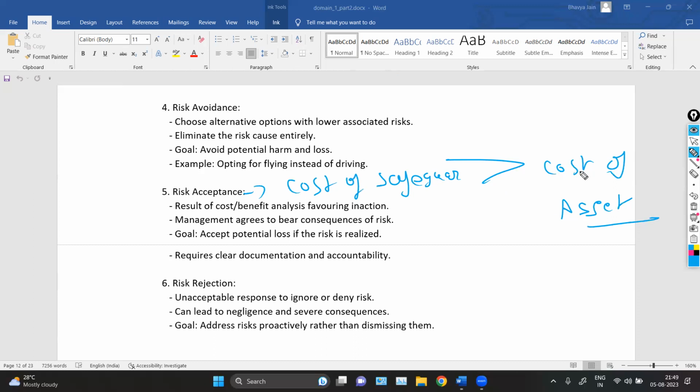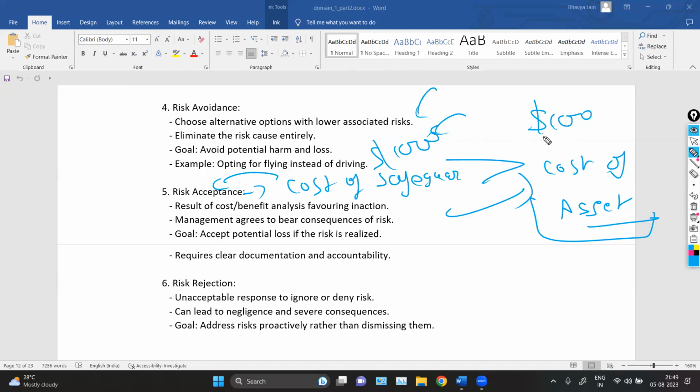So let's say the cost of the asset is $100, and the safeguard for protecting this asset is $1,000. So what is the need of applying that safeguard? In that case, you are using risk acceptance. You are doing nothing to protect this asset, because if you try to protect it, the cost is greater than the value of the asset, and it is not a cost effective measure. We only follow the most cost effective measure to protect the asset or mitigate the risk. So in that case, we will accept the risk.